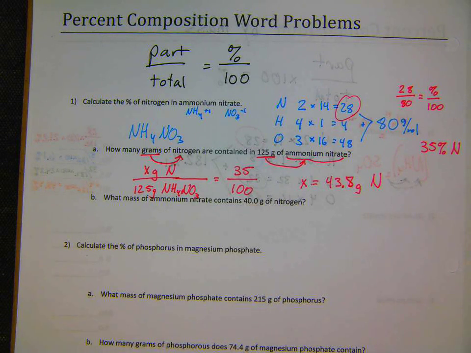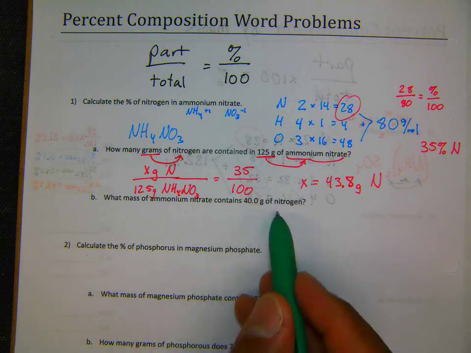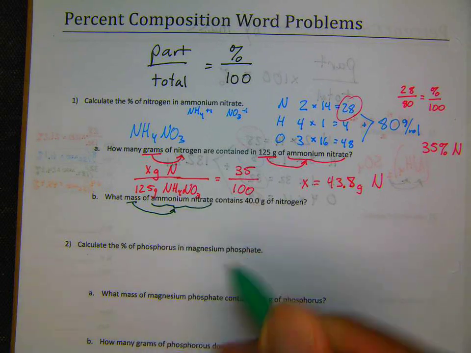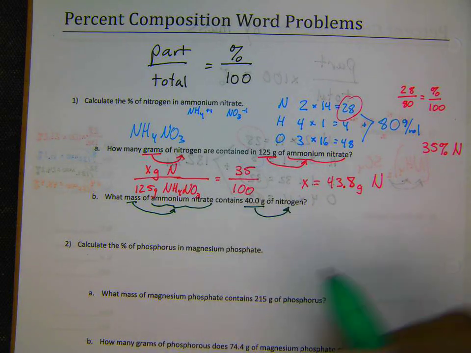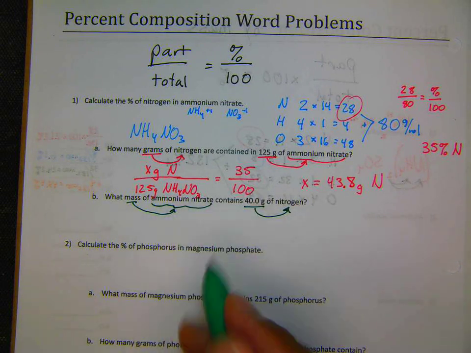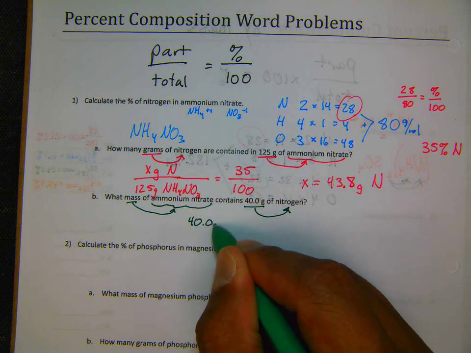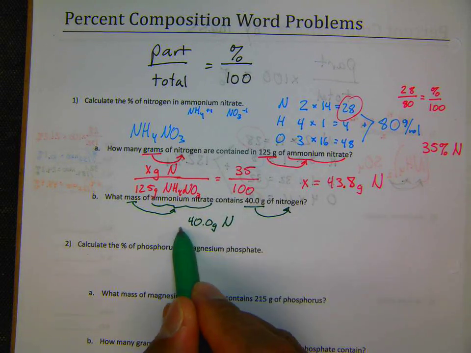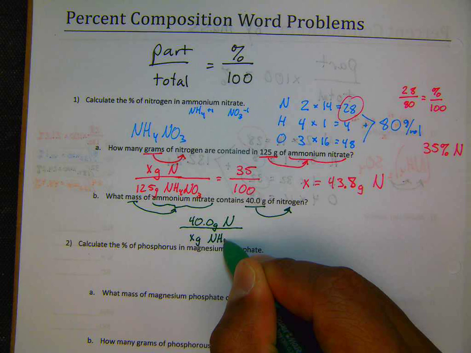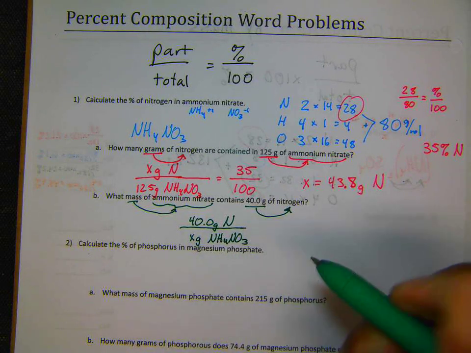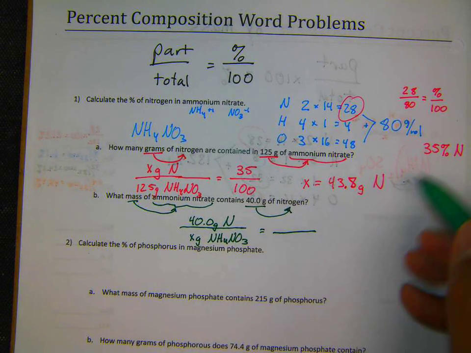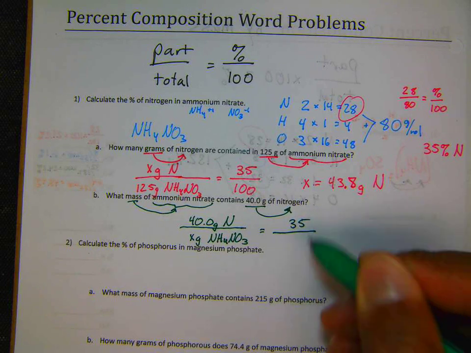Part B. What mass of ammonium nitrate contains 40 grams of nitrogen? So in this case, we're looking for the mass of the ammonium nitrate. And we have 40 grams of nitrogen. So here we have a part, and we are looking for the total. So if I put 40.0 grams of nitrogen, that's my part, and I'm going to divide it by my total, which is X grams of NH4NO3, all right, it's a brand new problem, is equal to the percent of nitrogen, which is 35%, over 100.